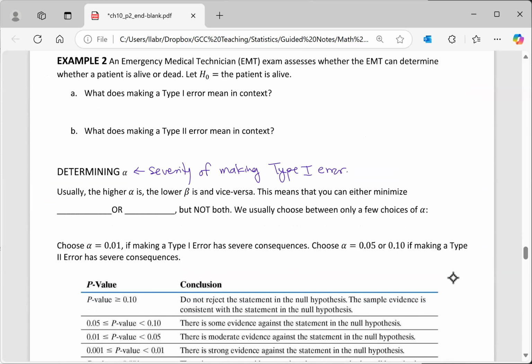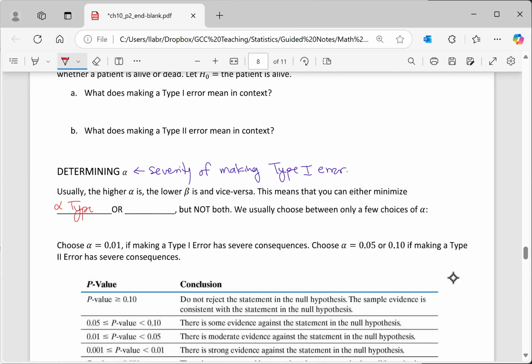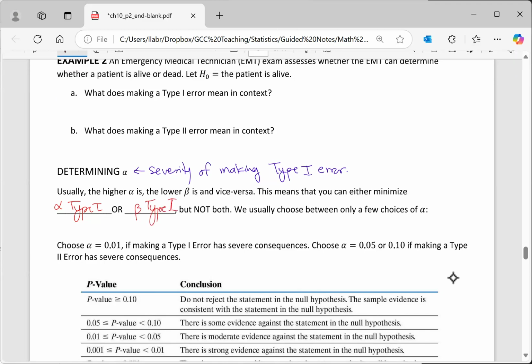All right. And so what you want to notice is that the higher alpha is, in other words, the more likely it is that you're going to make a type 1 error, the lower the chance that you're going to make a type 2 error, and vice versa. You'll see in the next section why that is, but that's just something that's well known. So alpha and beta are said to be inverses. You can minimize alpha, which would be a type 1 error, or you can minimize beta, which would be a type 2 error, but you cannot minimize both. So you really only want to say, which one of these errors is worse, and then minimize that one. Remember that we control alpha.